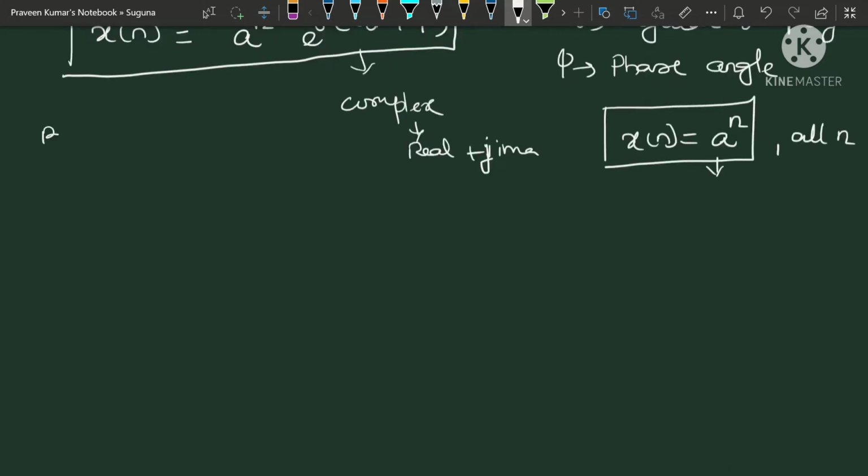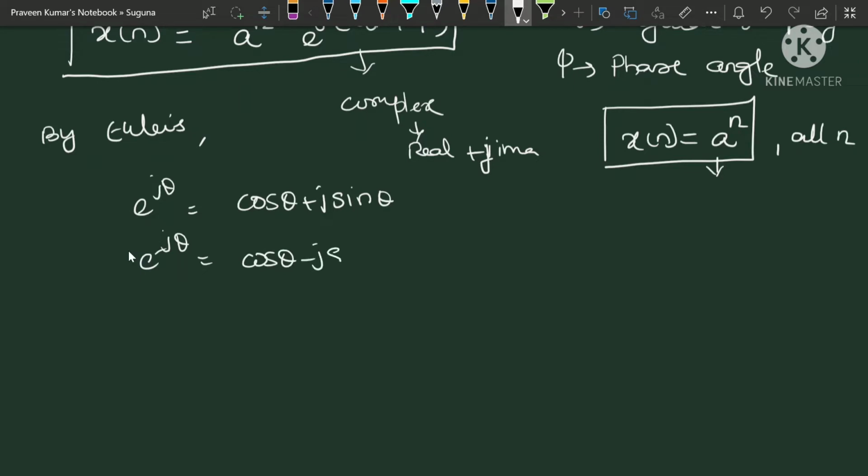So we know that by Euler's formula, e power j theta is equal to what? Cos theta plus j sin theta. Similarly, e power minus j theta is equal to cos theta minus j sin theta, where cos theta is the real value and sin theta is the imaginary value.